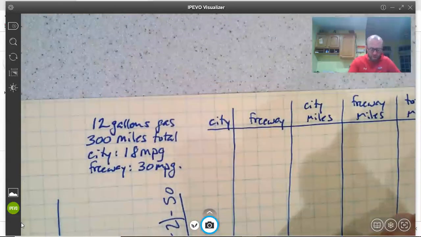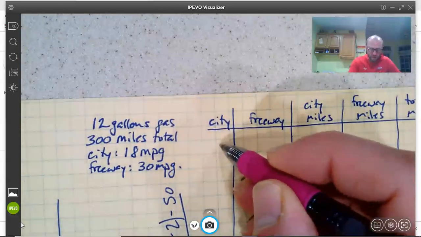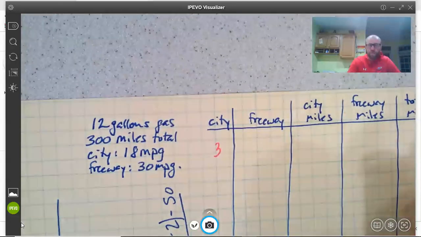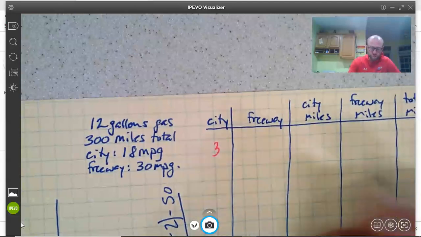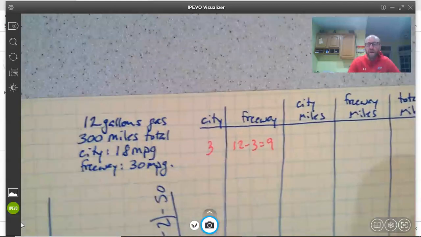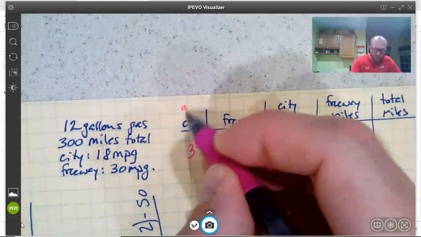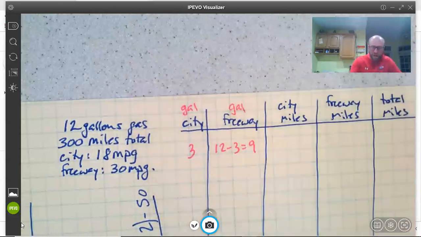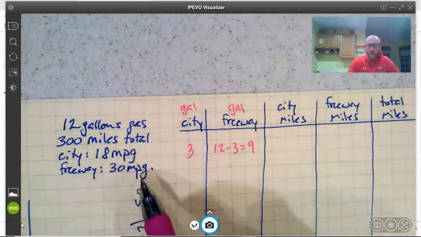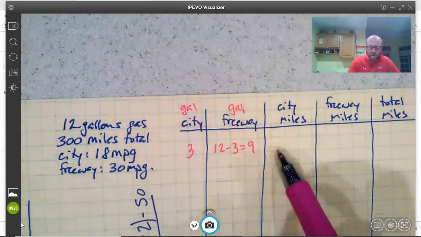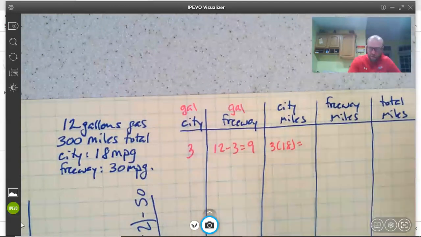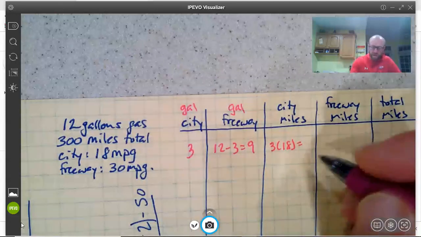So let's see. Let's just pick a number. Let's pick 5. No, let's pick 3. 3 city gallons. And that would mean that the remaining 12 minus 3 equals 9 gallons were used on the freeway. Let's make sure we put gallons, so we know what we're talking about here. Now, city miles, well, if he goes 18 miles per gallon, that means on every single gallon he goes 18 miles. The city miles would be 3 gallons times 18 miles, which is 54, right?